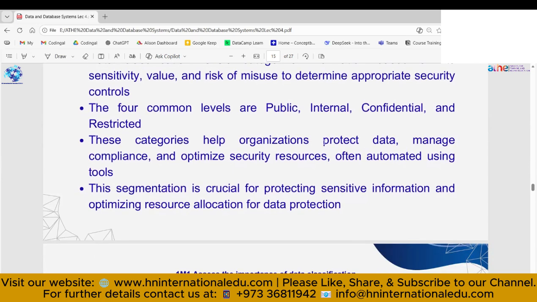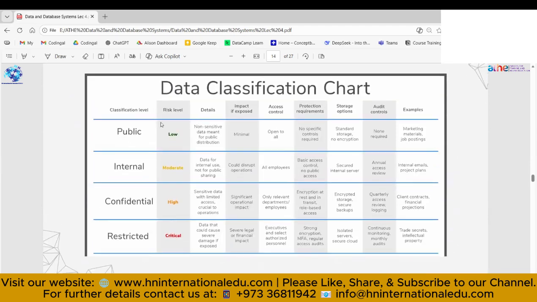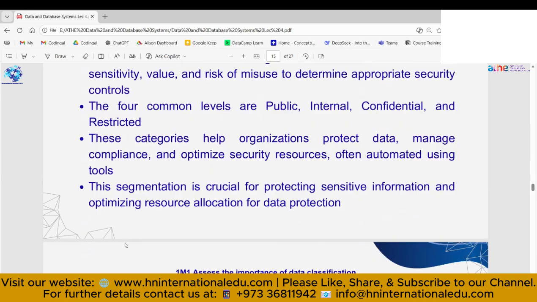organizations protect data, and the companies or organizations can use this data classification chart to help them identify which data should be made public, which data should go into the internal level, which should go in confidential, and which should be restricted. And this segmentation is crucial for protecting sensitive information, and optimizing resource allocation for data protection.